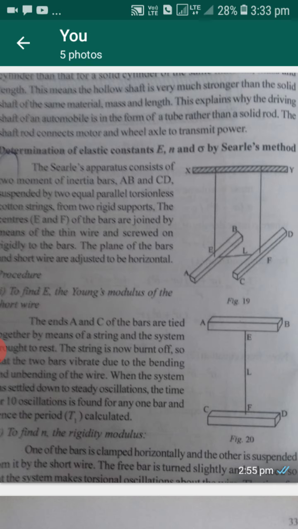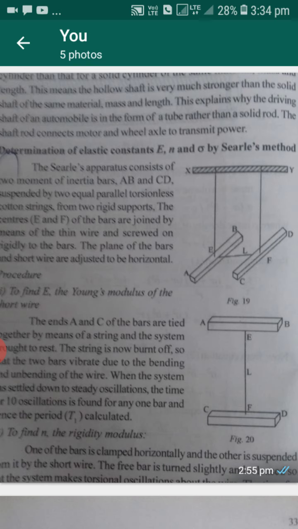Next, to find the rigidity modulus N, you fix or clamp the AB bar. Then you suspend the string, and the bar CD is suspended. CD is the free bar. Let L be the length of the wire. Then you twist the CD bar. It undergoes torsional oscillation. Then you find the time for 10 oscillations. This gives the time period T2.